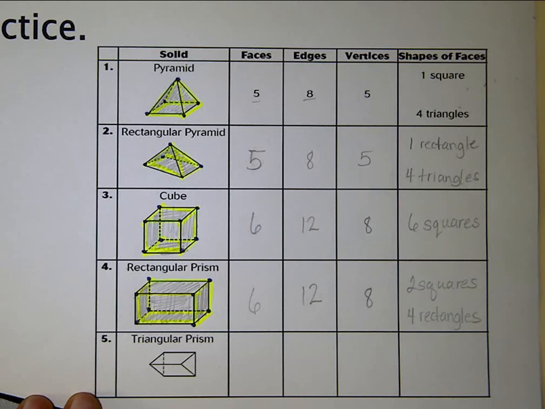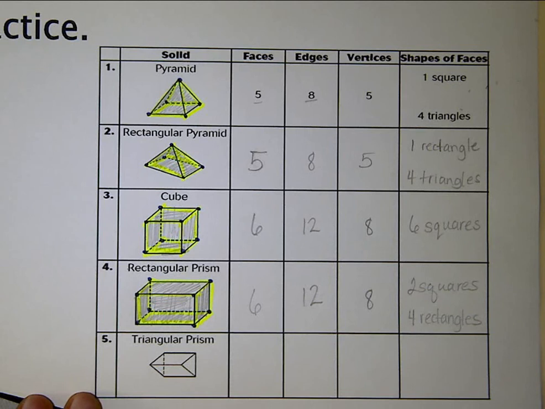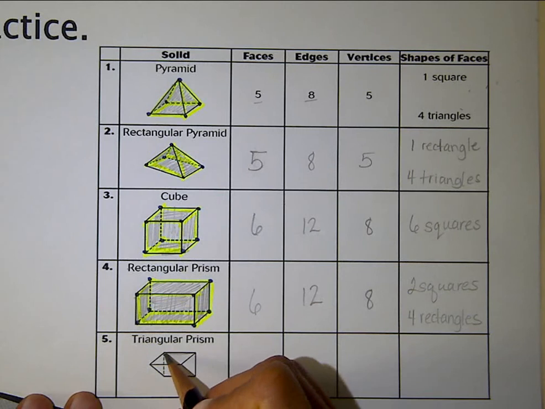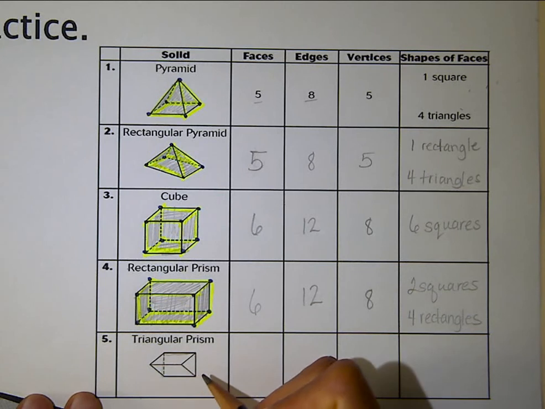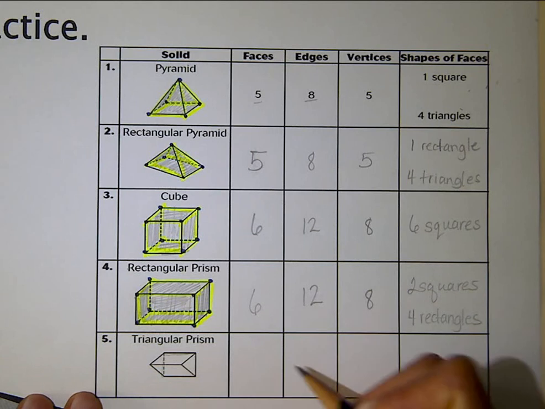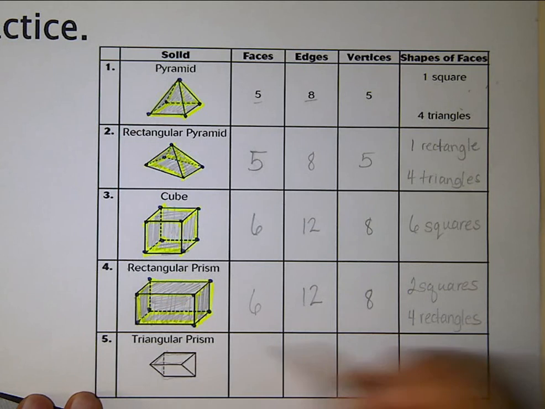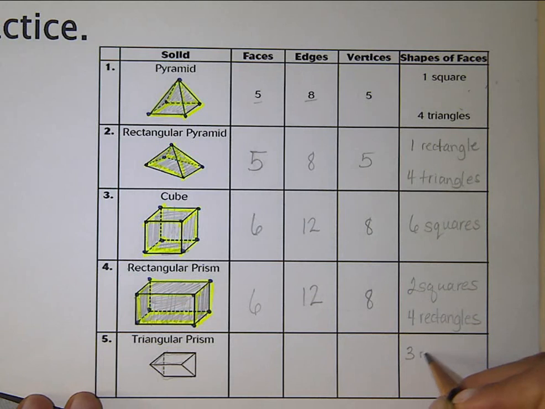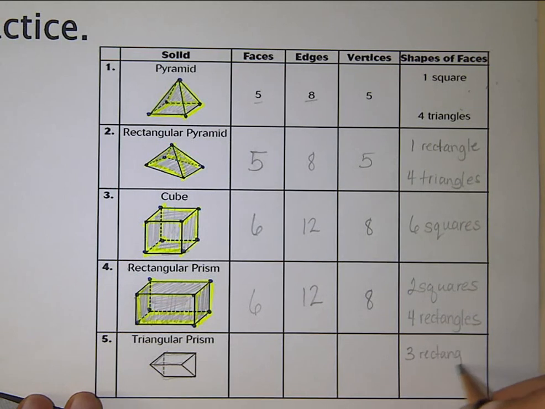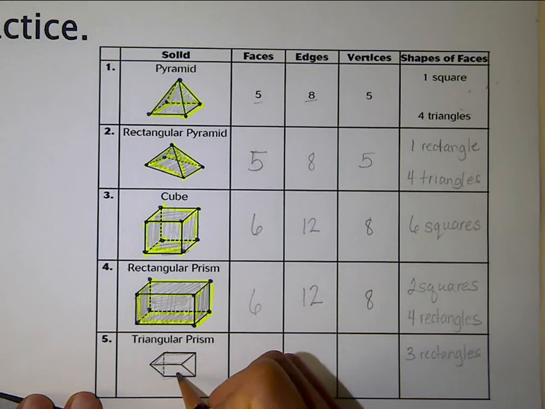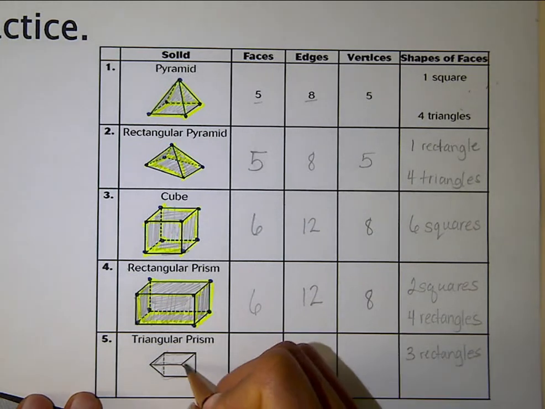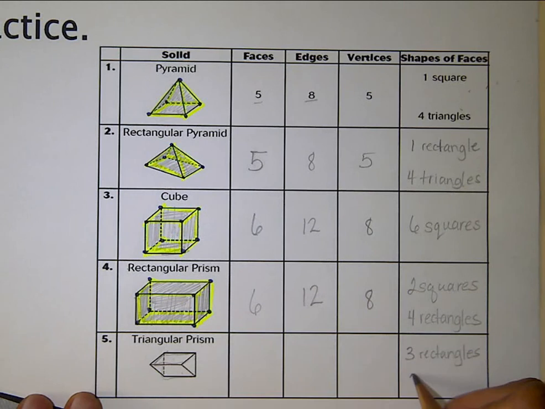Alright, let's go and do our last one. Our triangular prism. I see there is a rectangle on the bottom. And there's also a rectangle on the side and one over here. So there are 3 rectangular faces. One on the side, one on this side, and one on the bottom. And then there's a triangle on this side and a triangle on the other side. So 2 triangles.